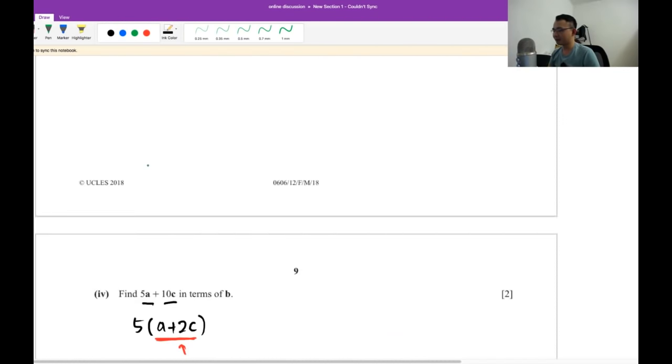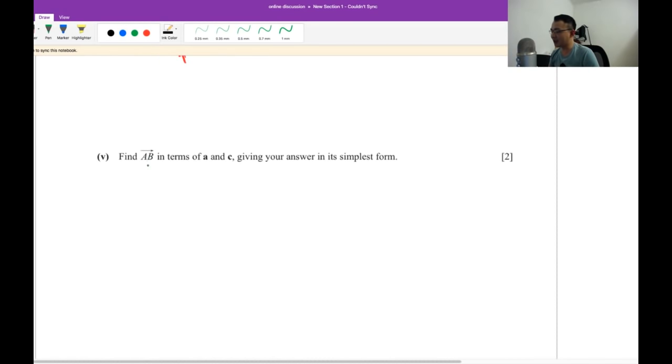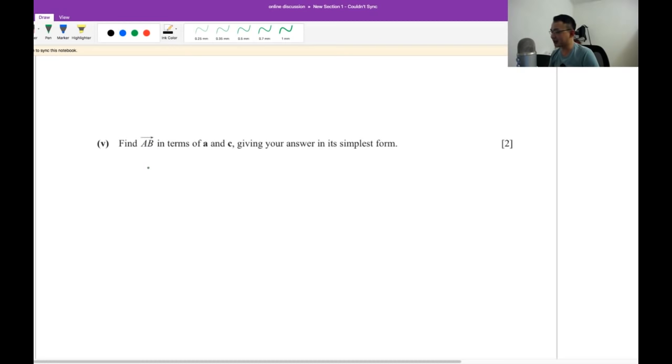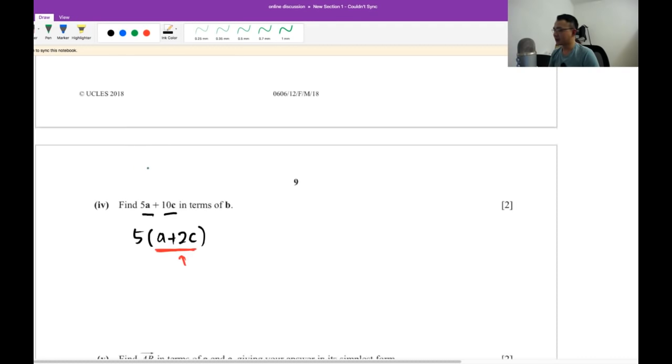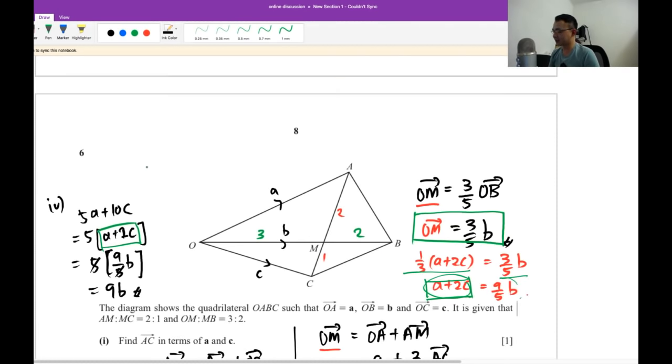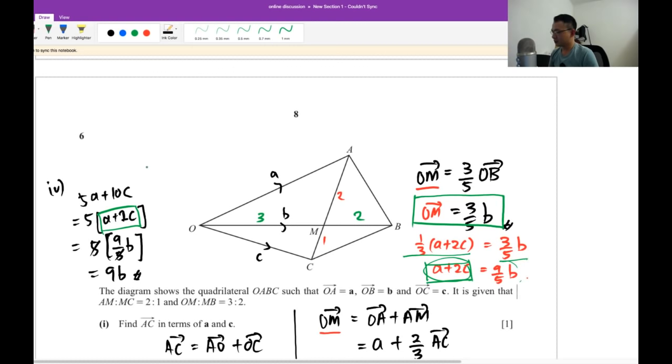Okay, so the one last part: AB in terms of A and C, give your answer in the simplest form. Alright, you want to find AB. We need to find AB. So AB is AO plus OB, which is negative A plus B.